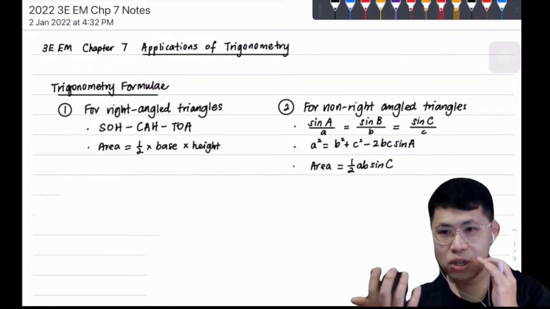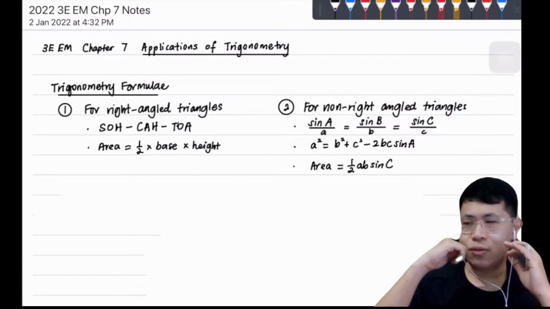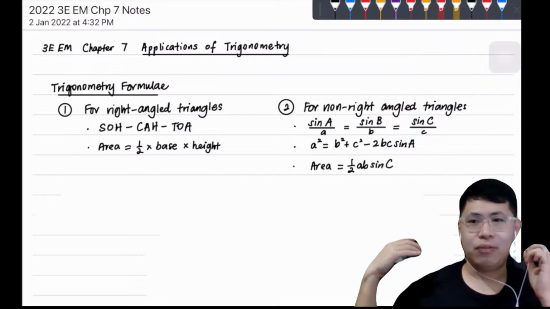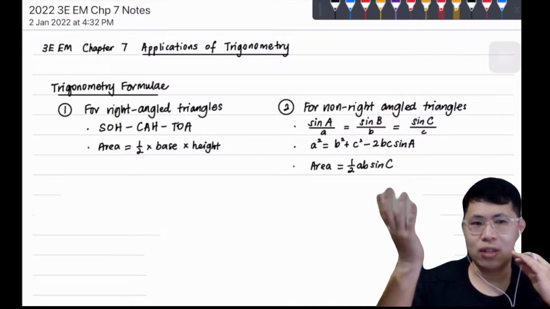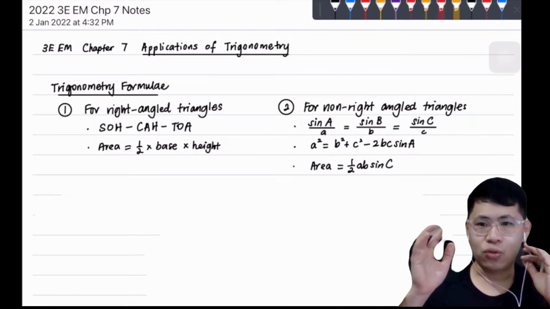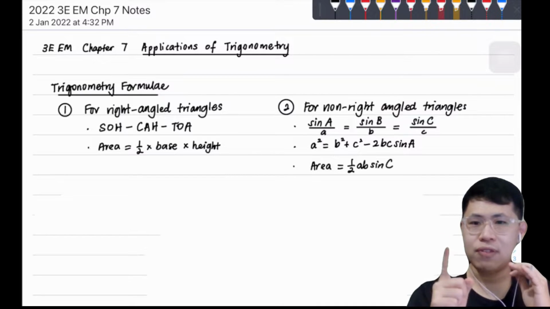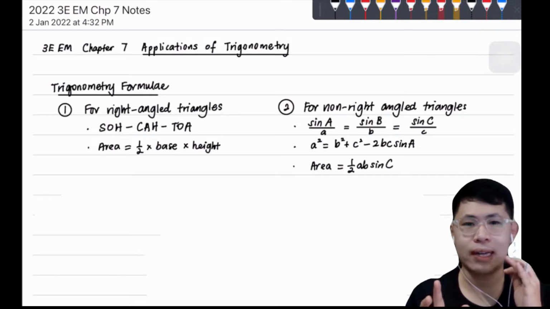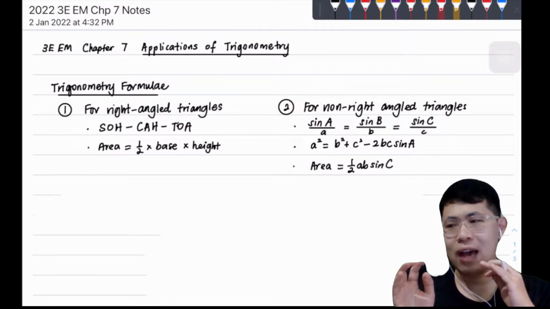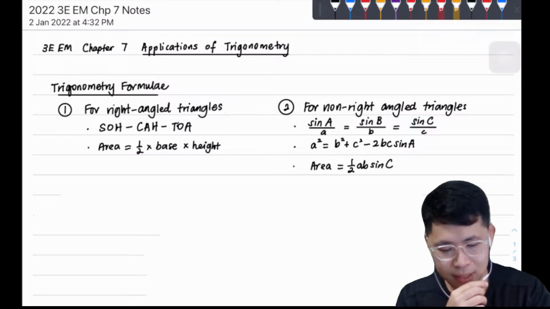In this chapter, we are going to explore the application part, where it's going to be very enriching and interesting, and very fun to use what we've learned to tackle real life problems. The very first kind of problem we're going to look at is angle of elevation versus angle of depression.